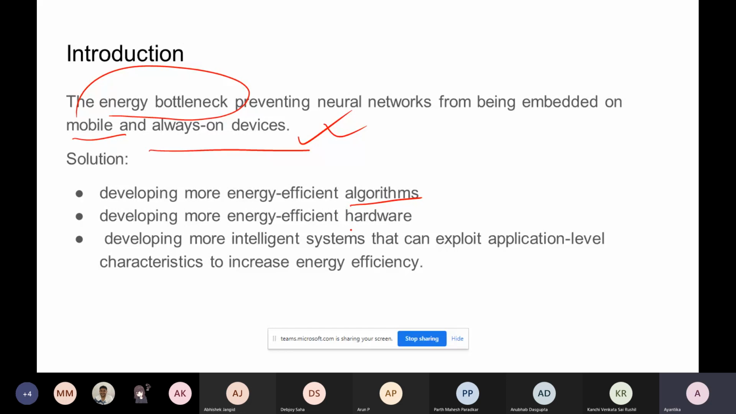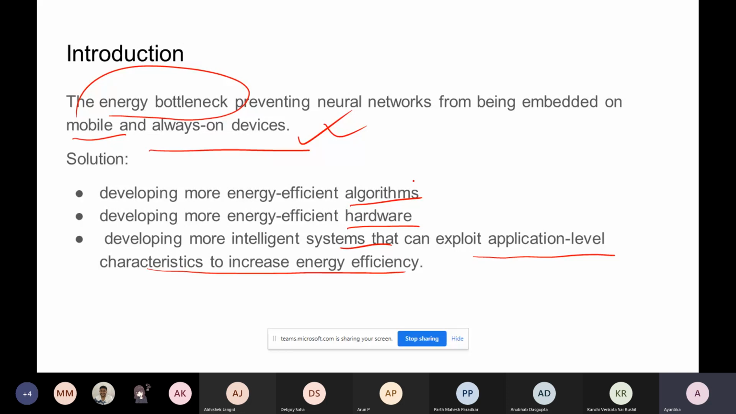We have also seen some parts of hardware. We talked about DSP processors in detail, and how an embedded processor can be meaningful for CNN multiply-accumulate operations, to realize them efficiently. Now, how do we make them energy efficient to realize CNN processing? And the third one is developing more intelligent systems that can exploit application-level characteristics to increase energy efficiency.